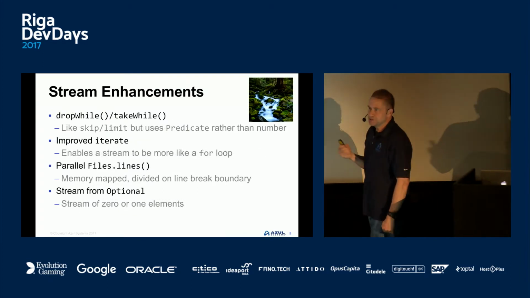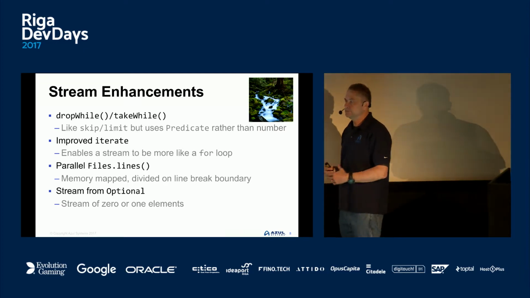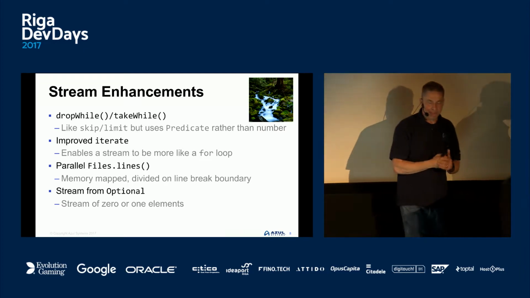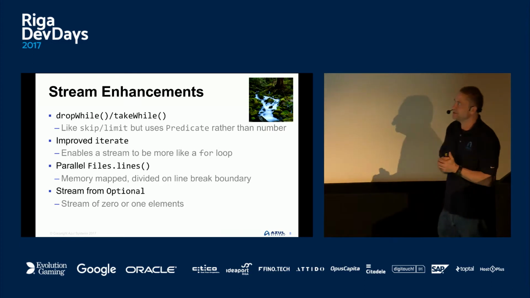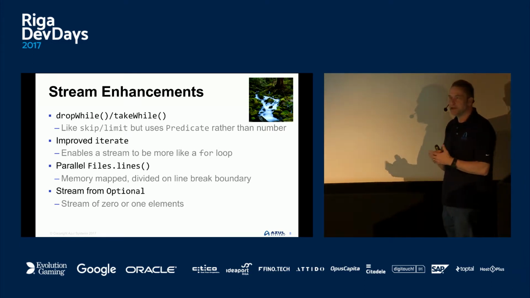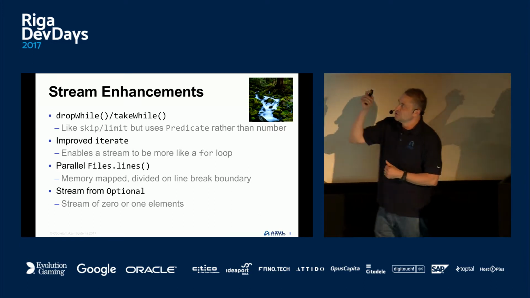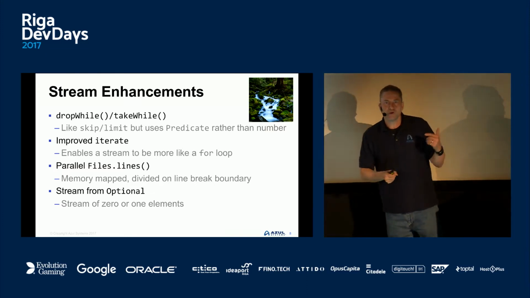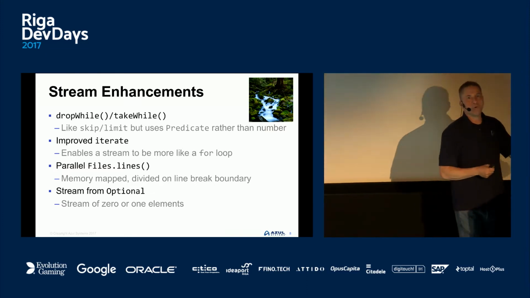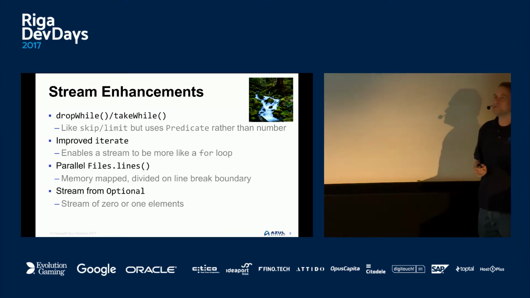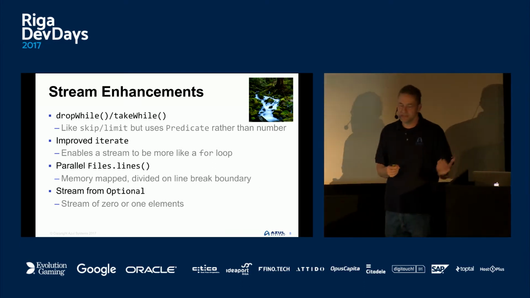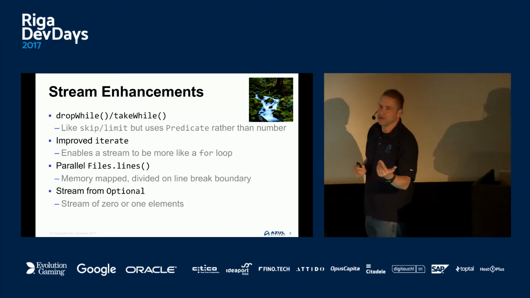Streams were introduced in JDK 8, and they proved very, very popular. So a few things have been added in terms of the Stream API for JDK 9. Two significant methods are called dropWhile and takeWhile. And the way these work is very similar to the existing skip and limit methods.